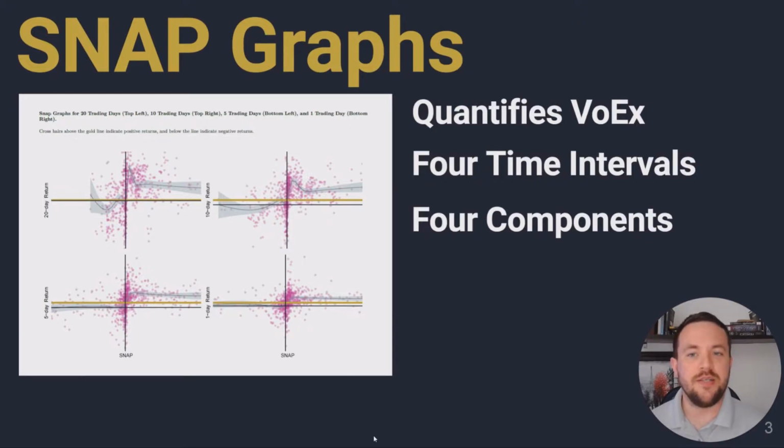The last component is the pink dots, and those are just the individual data points that the snap algorithm utilizes in order to produce its model. These are included in the graphs because sometimes if we don't see a good clustering or we don't see that nice hourglass shape, it can be helpful to know that, again, the snap algorithm isn't really doing quite the best job at encapsulating VoEx's behavior, so we might need to go look somewhere else. Those are the snap graphs.